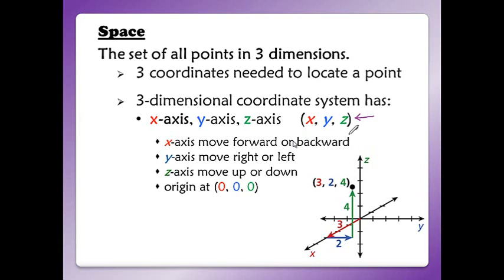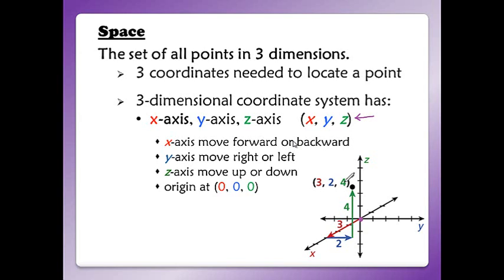In a 2D plane, we call it an ordered pair. In a 3D space, we call it an ordered triplet. Our x-axis is going to be moved forward or backward. The y-axis will move right or left, and the z-axis will move up or down. And the origin is always at where all 3 of those axes intersect, and it is at 0, 0, 0.